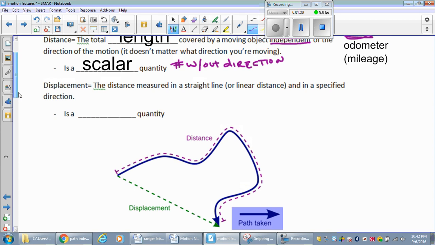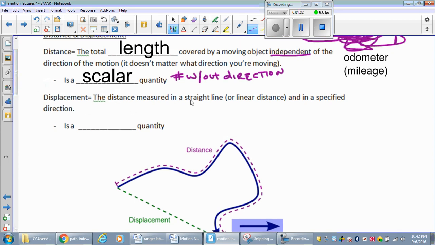Okay? Displacement, on the other hand, is the distance measured in a straight line or linear distance in a specified direction, so in a direction. This is also called, to me, the net change in position. Remember, this triangle thing means change in. So the net change in position, so how far you were actually displaced. And think about that, the water in a beaker being displaced when you drop some crap in there. So that's the net change or the displacement from the position.